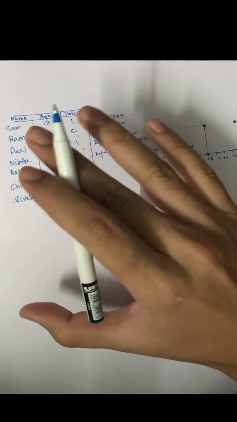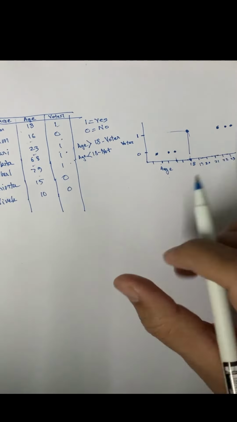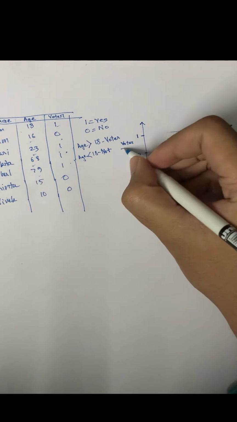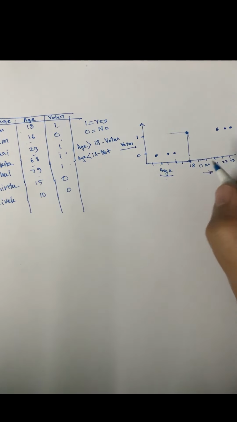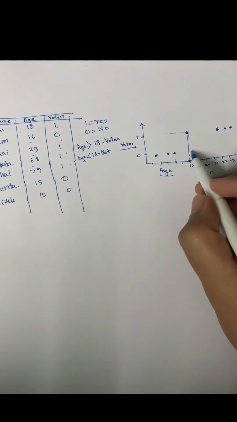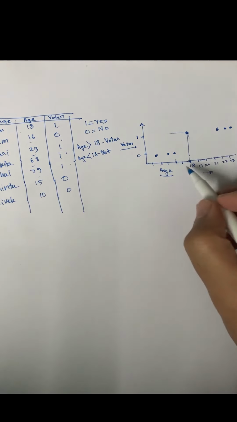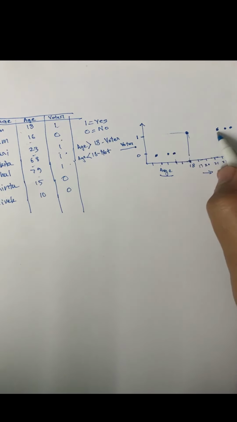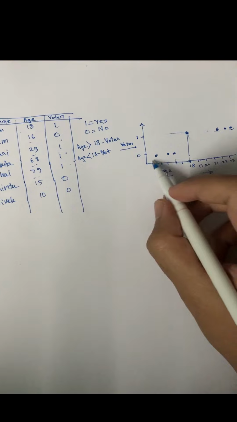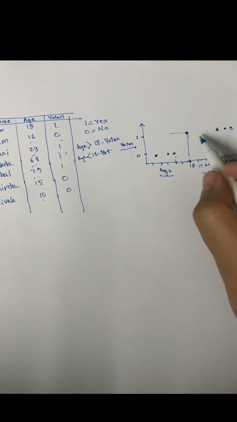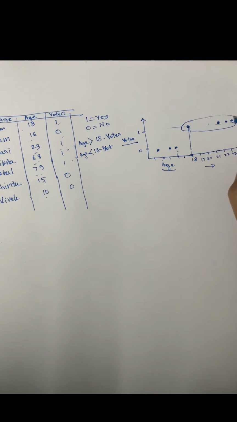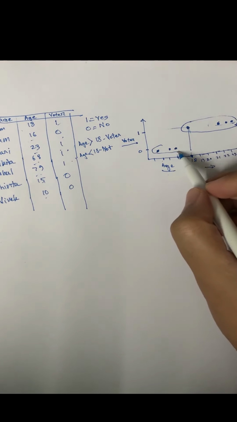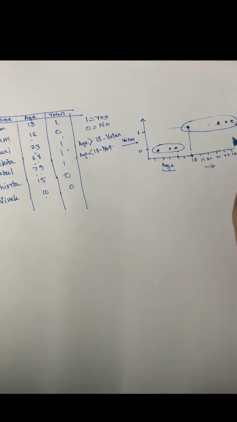Now what if we plot this? So let's plot it. Here I've made a plot. Here the y-axis is the voter, and the age is the x-axis. For 18 I have a point here. For 16, which is here, is 0. And for say 23, 68, 79, all these are here, and here for 15 and 10. So see, it automatically has a segregation. We know that there's something that differentiates this, which is the 18.